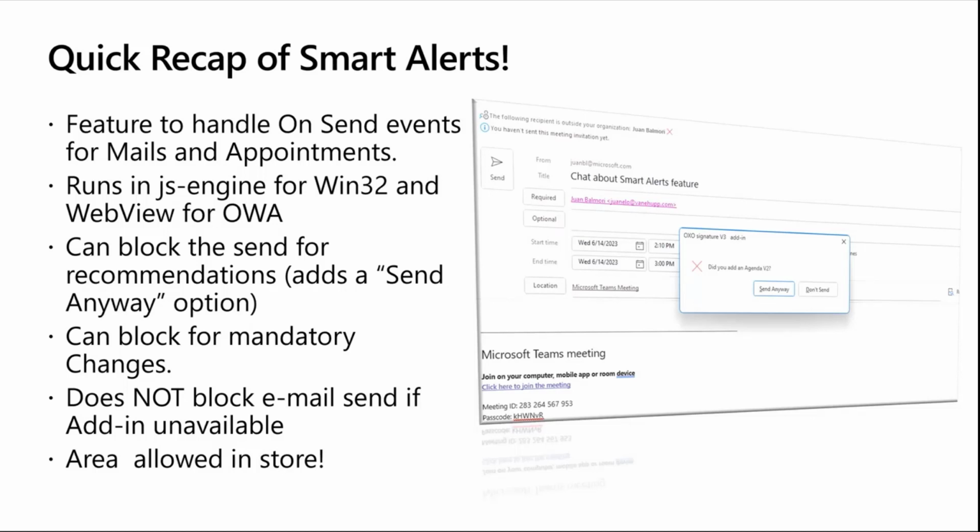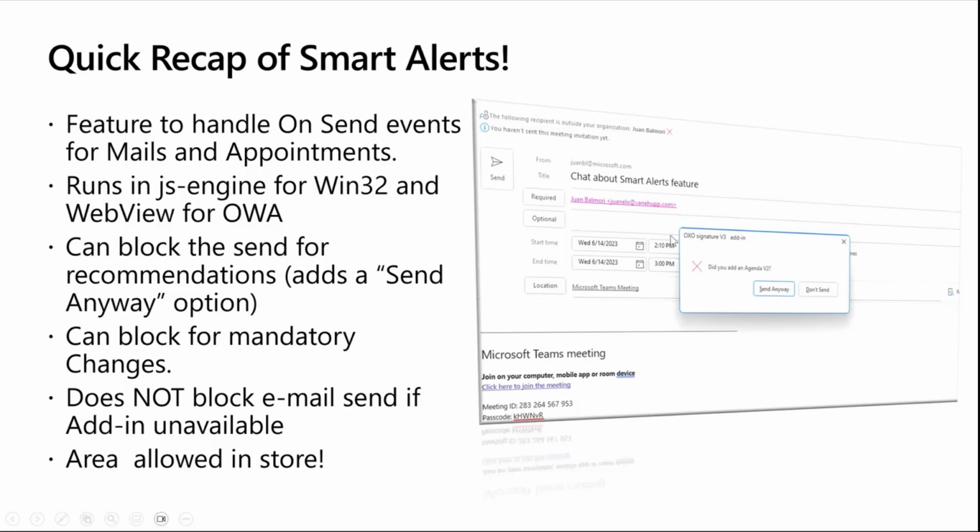In Smart Alerts, if your add-in isn't responsive or is not available, the user can still send emails. We notify them that the add-in is not available, and then we send the email. For that reason, it's also allowed in the store. Previously, on-send events were not allowed in app stores, and now this new feature allows you to publish add-ins that are using Smart Alert events. So it has a ton of benefits. It's way faster, doesn't block users from sending email, it's allowed in the store, and so on and so forth.